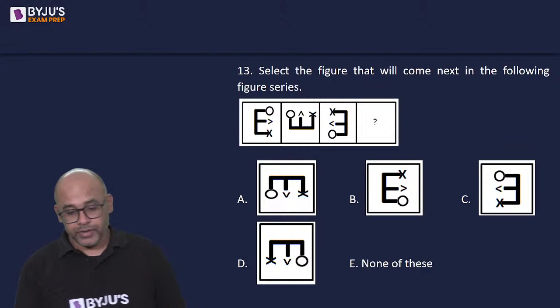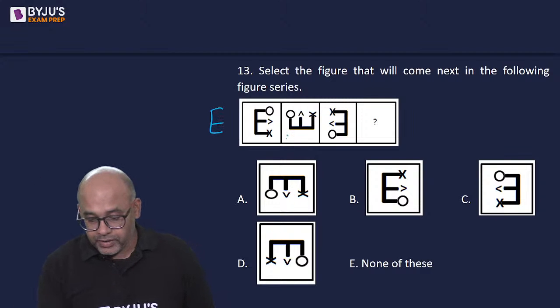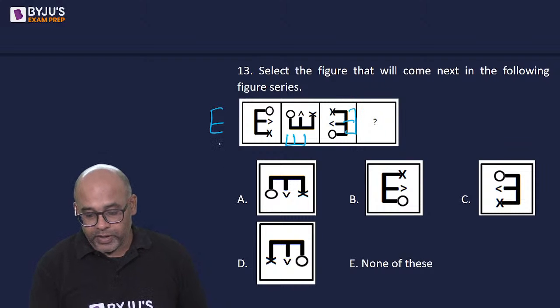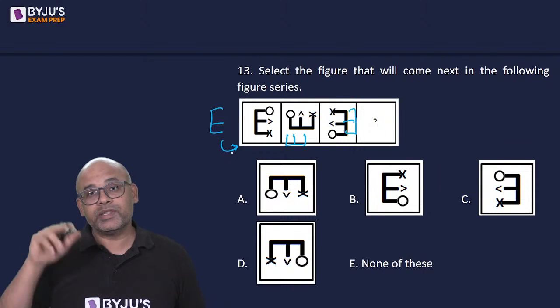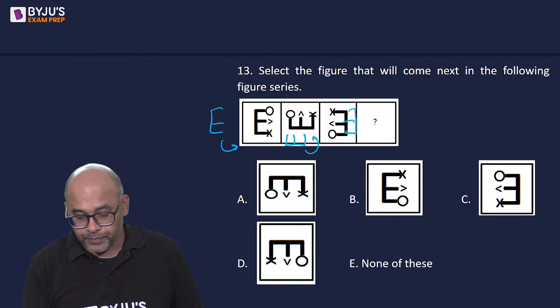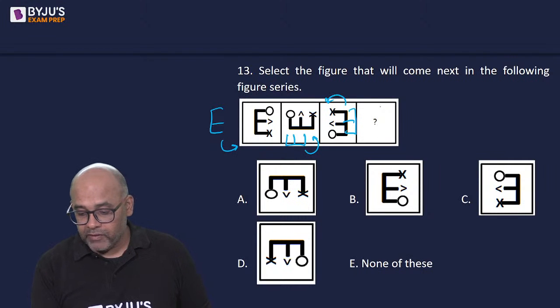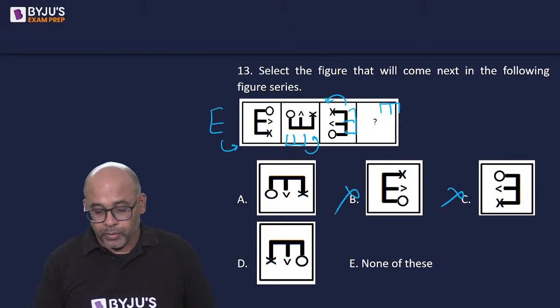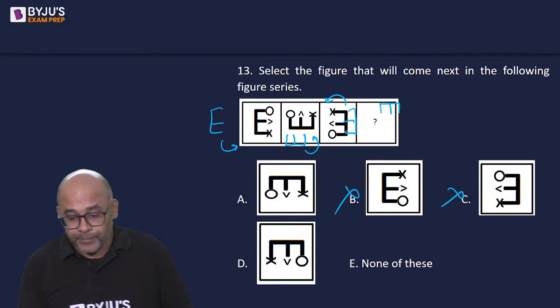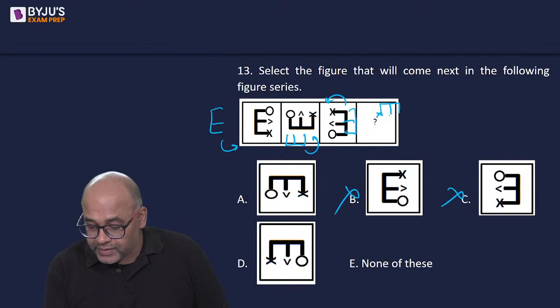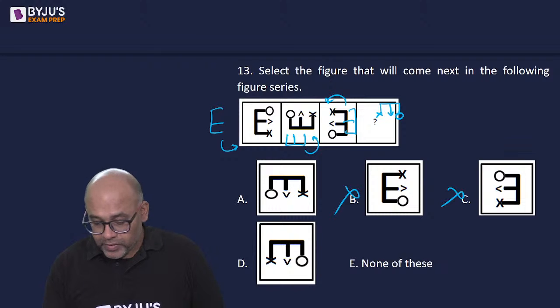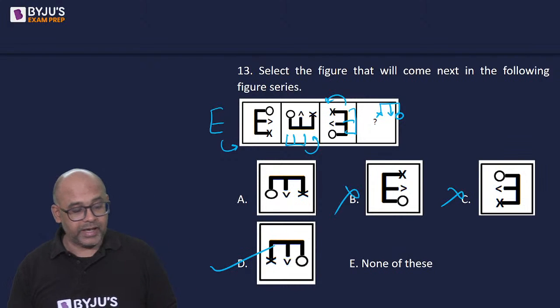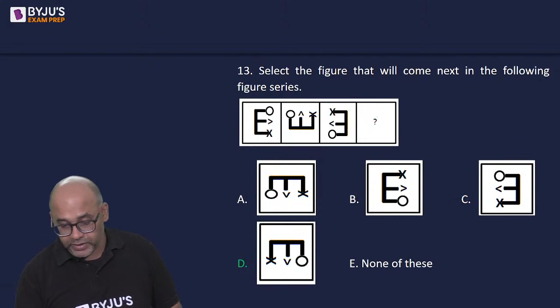Very good. So you have E in this orientation, then E in this orientation, then E in this orientation. What is happening here is that you are twisting it counterclockwise, which means the neck should be like this. So I will have an E like this. So this is wrong, this is wrong. Now between A and D, you have to be very careful. When you are twisting it, this should be the X, this should be the arrow, and this should be the circle, which is option D, not A. Therefore, that is the correct answer.